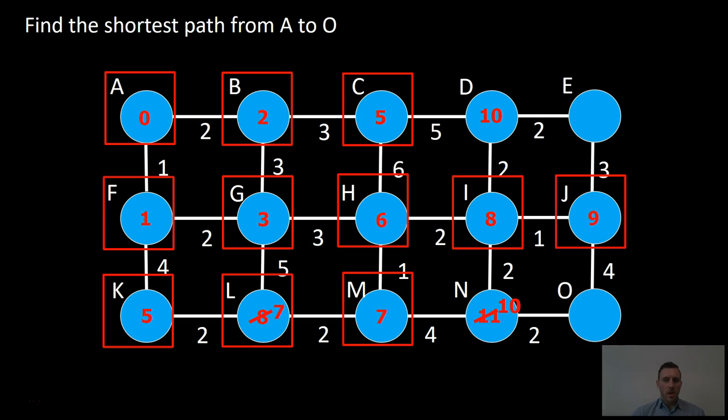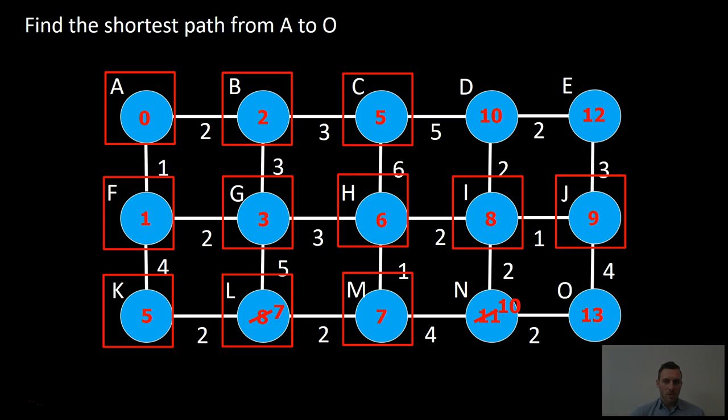Now we choose the least of all the unboxed nodes. This is J, so we put a box around it and make it permanent. Now we consider all the unboxed nodes connected to J. That's E and O. So 9 plus 3 is 12 for E. 9 plus 4 is 13 for O.